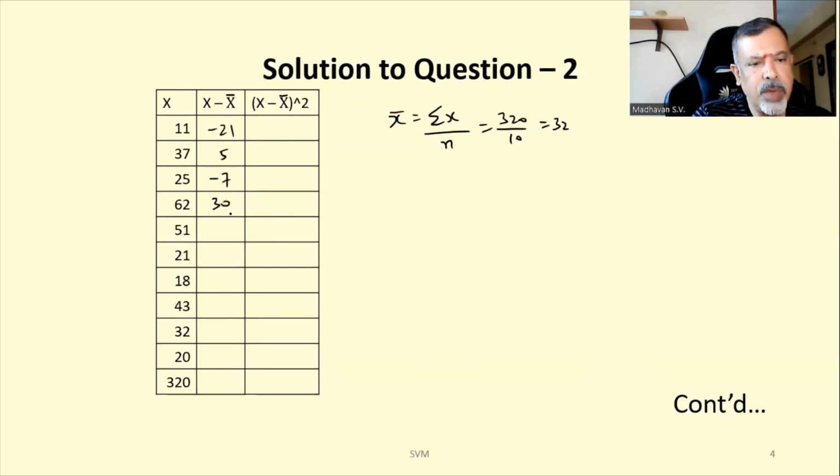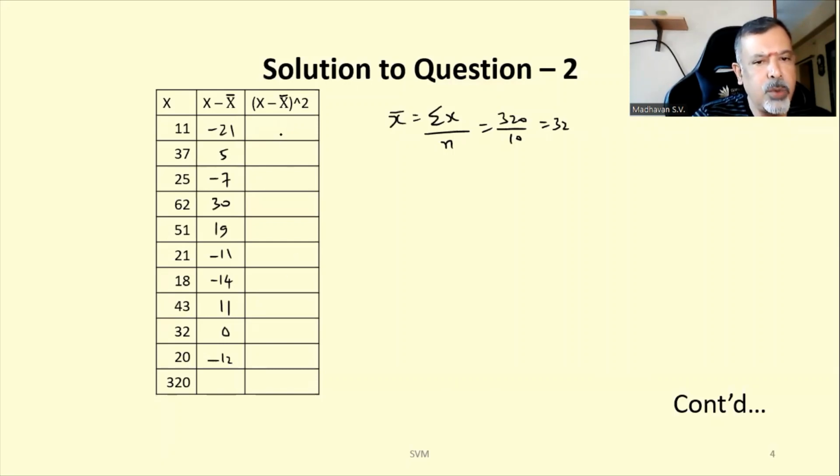62 minus 32, we get 30. And then 51 minus 32, we get 19. 21 minus 32, we get minus 11. 18 minus 32, we get minus 14. 43 minus 32, we get 11. 32 minus 32 is 0. 20 minus 32 is minus 12.